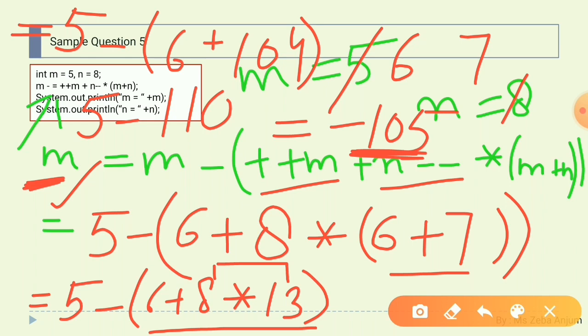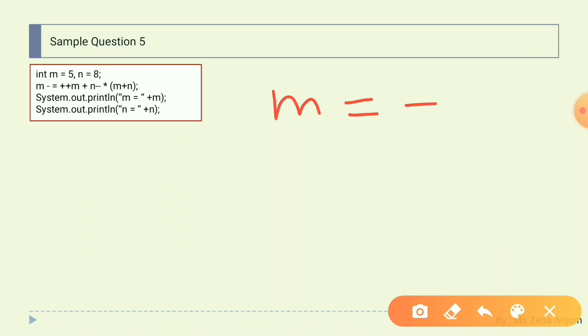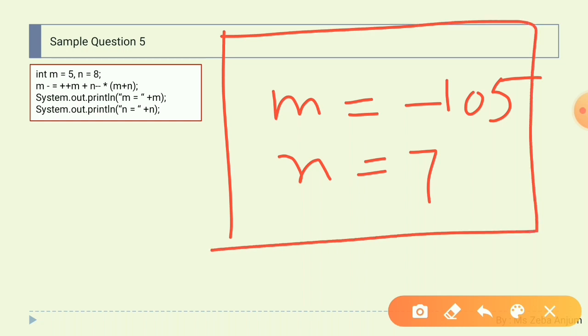And again in System.out.println we are having the value of n. So the value of n is 7. So this will be our output. Now again write down the output on a clear screen. You will be getting m equals to minus 105 as well as n equals to 7. So this is your answer for this sample question.